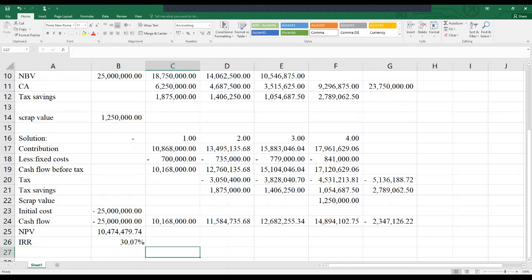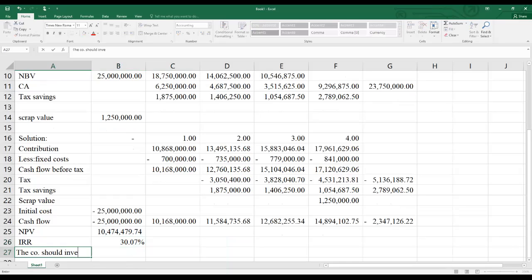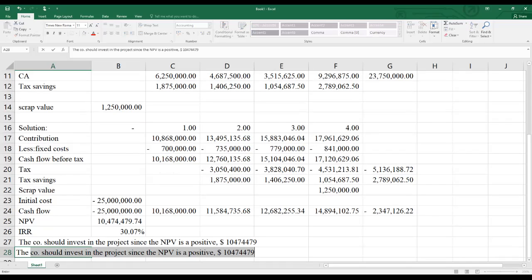Okay, therefore the company. Don't forget, always advise. It has a mark. The company should invest in the project, since the NPV is positive. Since the NPV is positive, you can even quote the value 10,474,479. In case you use IRR, okay, you don't require to do this example.